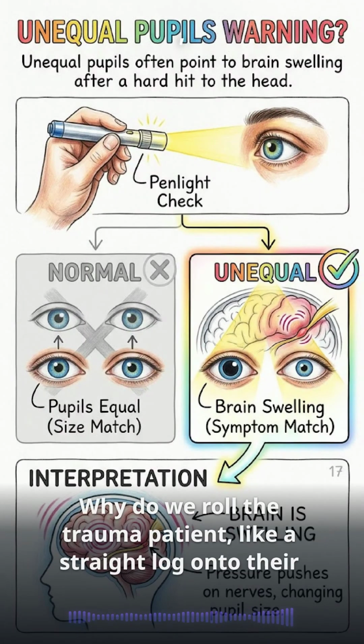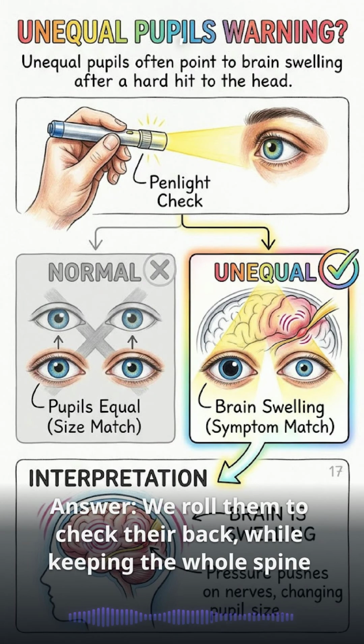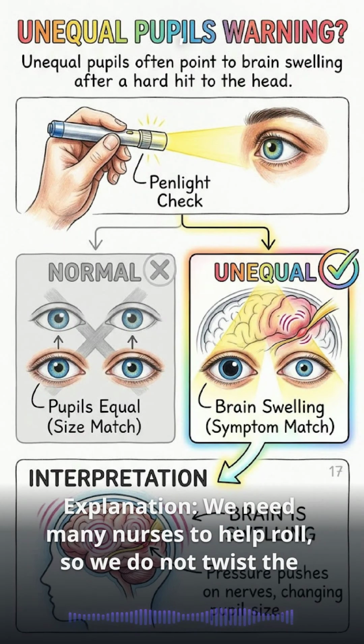16. Why do we roll the trauma patient like a straight log onto their side together? We roll them to check their back, while keeping the whole spine safe and straight. We need many nurses to help roll, so we do not twist the broken spine.